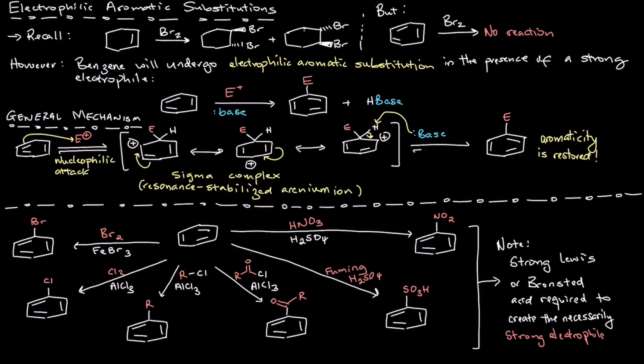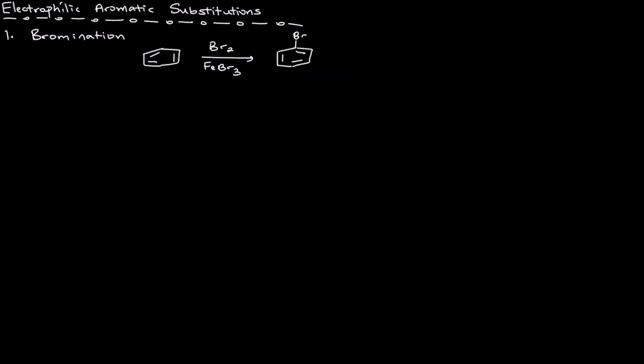So now what we're essentially going to do is look at all of these reactions individually and just look at essentially the general trends. How do we generate the electrophile that'll be really strong? And then we're going to just revisit the electrophilic aromatic substitution mechanism. And you're going to see that the pattern is going to be completely the same for all of these different reactions. Okay, let's begin with the bromination reaction.